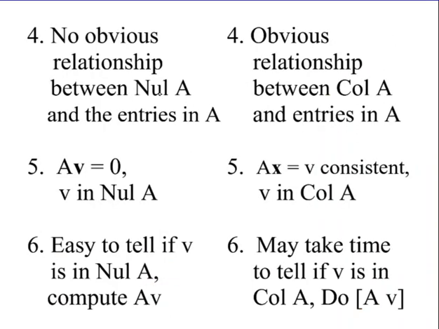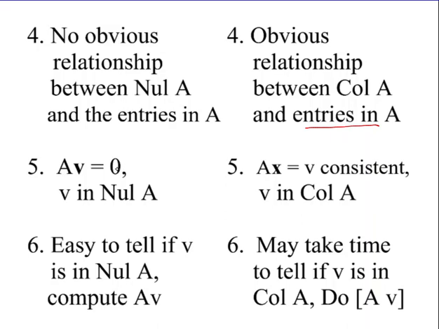No obvious relationship between the null of A and the entries of A, because you have to find those free variables. There's an obvious relationship between the columns of A and the entries of A. You are just splitting them up. How many things do you have in each of those vectors? Well, you have the number of rows in that one, going back to that one.